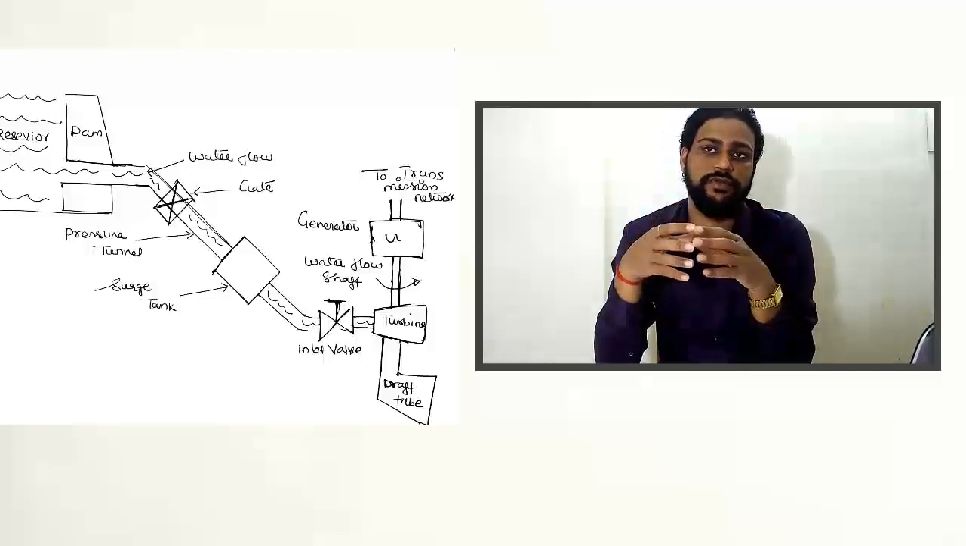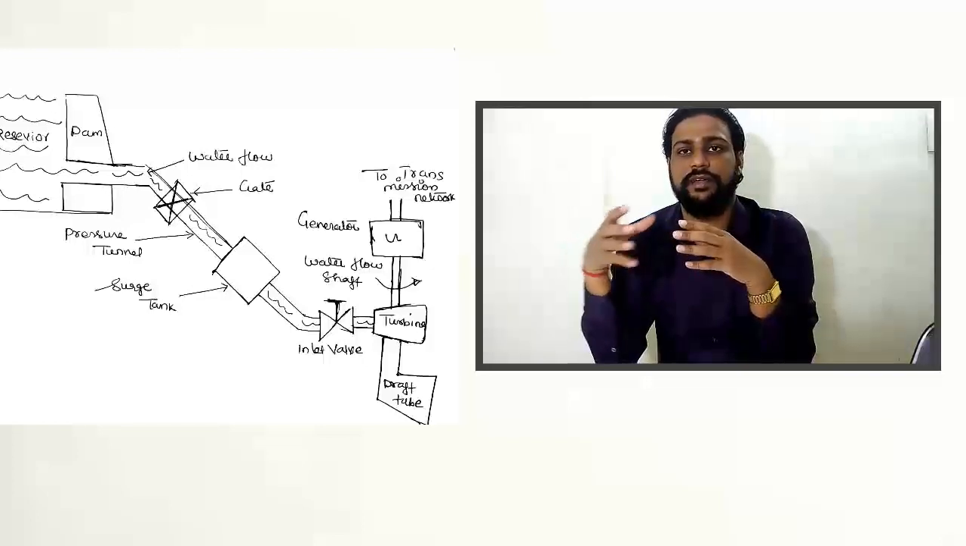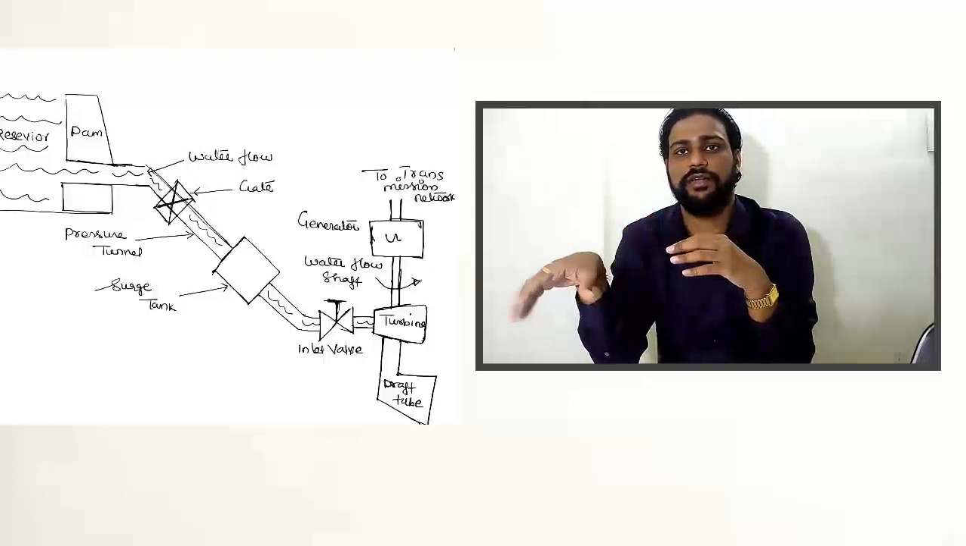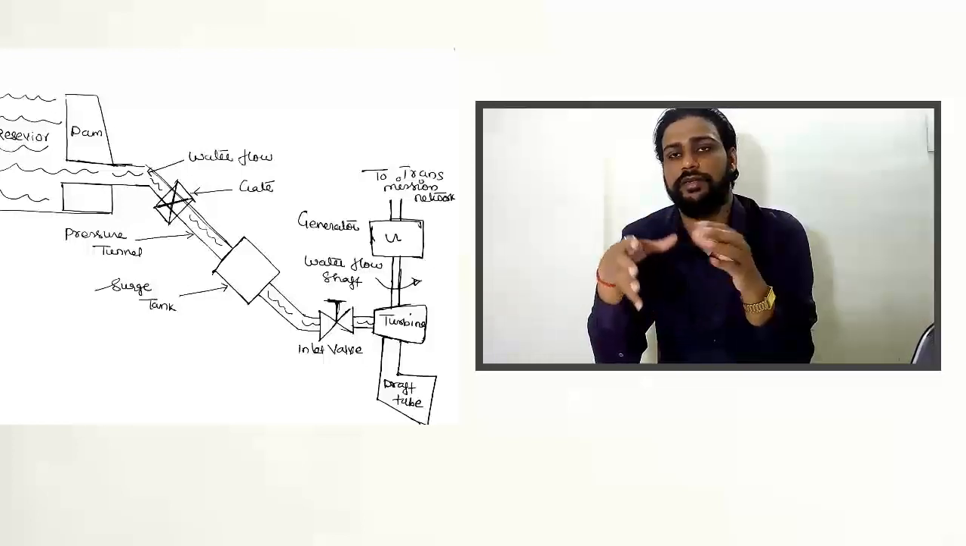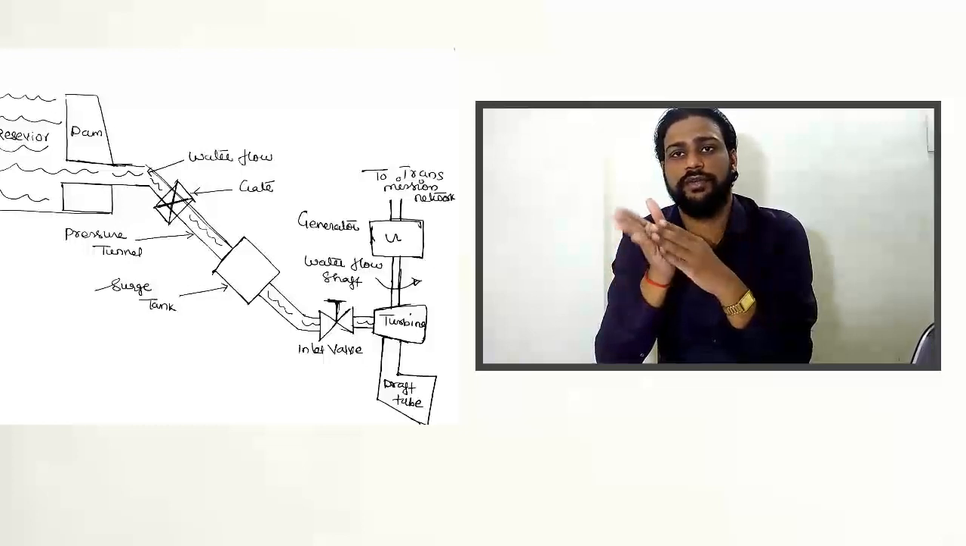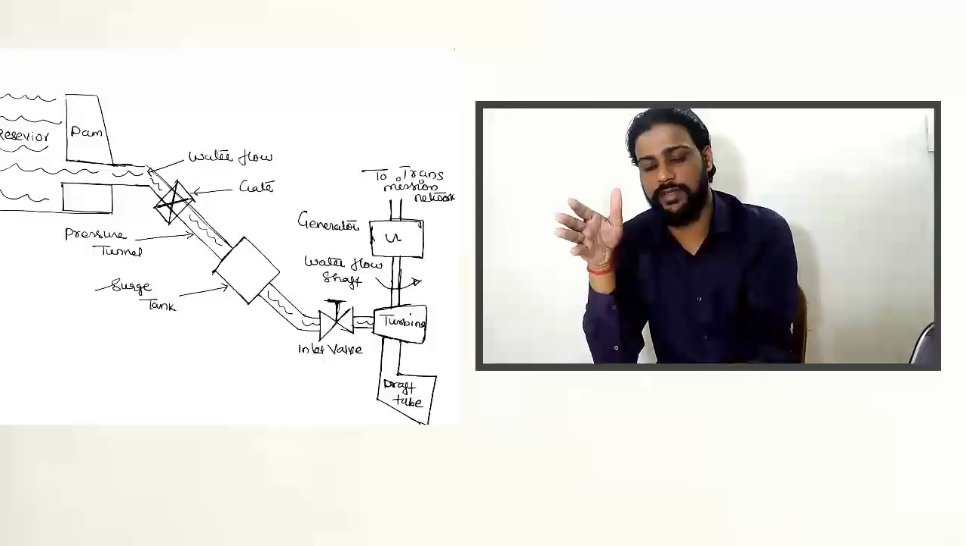The water will flow through something known as a tail race. So the tail race could be connected to the downstream of the river, or it could be connected to a canal, etc., to divert the water after it does the work and leaves the turbine.